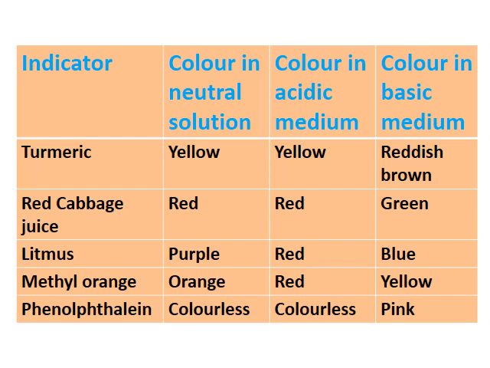Second is red cabbage juice. In neutral solution it is of red color. In acidic also it is red, but in basic medium it is of green color. Third is also a natural indicator, that is litmus. Litmus is of purple color. Actually it is extracted from a plant called lichen. In acidic medium it is of red color. In basic it is blue.